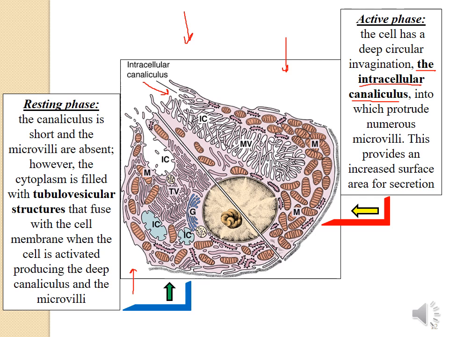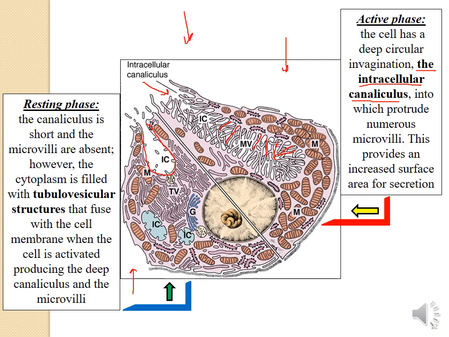Into this canaliculus protrude numerous microvilli. As you can see, the MV, all these are microvilli that project into the intracellular canaliculus. Of course, the microvilli increase the surface area for secretion. When the cell is resting, when it is inactive, the intracellular canaliculus is short. It is not deep. Notice here, this is the intracellular canaliculus. It is not deep, and the microvilli are absent.